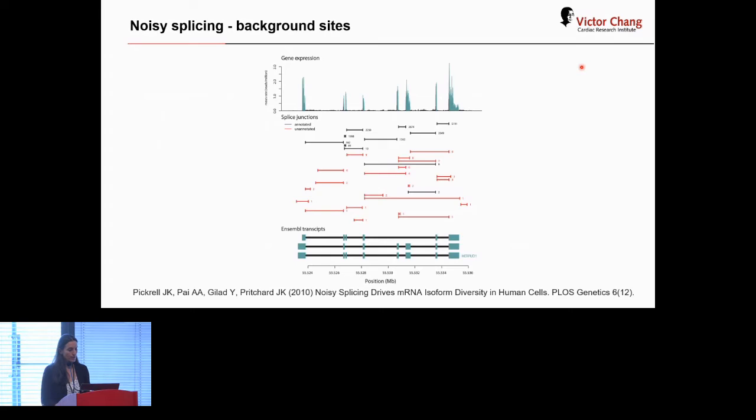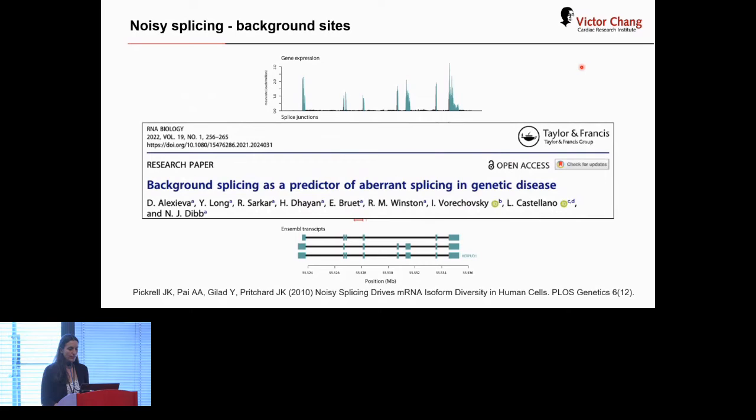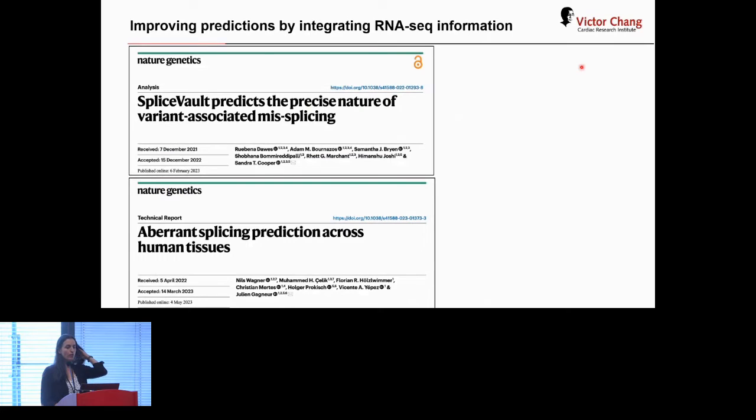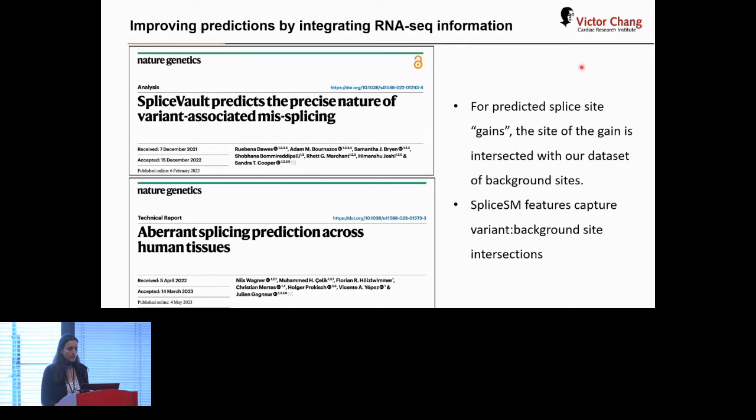The reason for this, as I said, is that these are unannotated because splicing is actually noisy. You do end up with many different transcripts, and some of them are due to errors during splicing. It has been found that this background splicing that we find at low levels can be a predictor of aberrant splicing in genetic disease. Recently, there have been two new methods that also use RNA-seq information in different ways, and they have improved predictions of splice-altering variants. Our method is using this information a little bit differently.